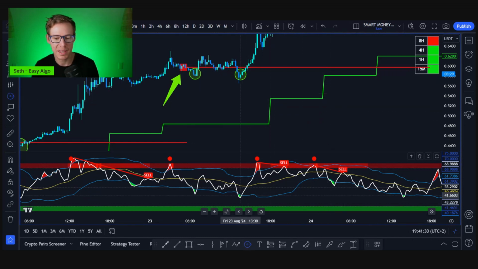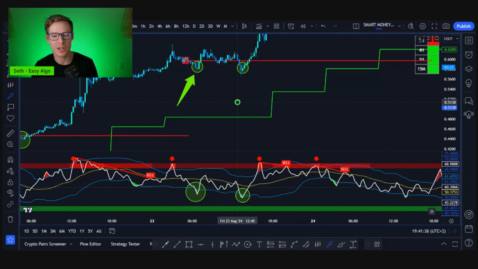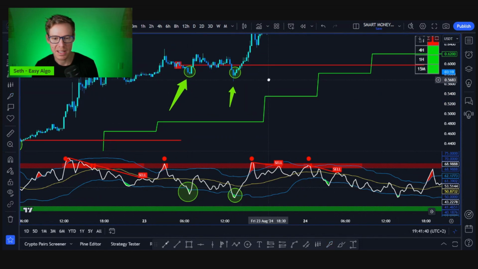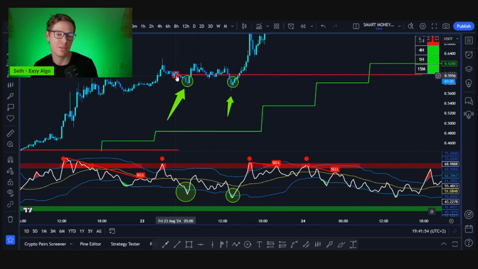And then look over here. We get a fantastic shark fin. We get another fantastic shark fin. These would have been two absolutely incredible entries you could have taken. If you had entered here or you entered here, you would have gotten fantastic entries. You would have just had to have a little bit of a longer stop loss if you entered here, because if you'd entered at this point, price did retrace 3% or something like that. But even if you got stopped out of this one, you would have entered this one.